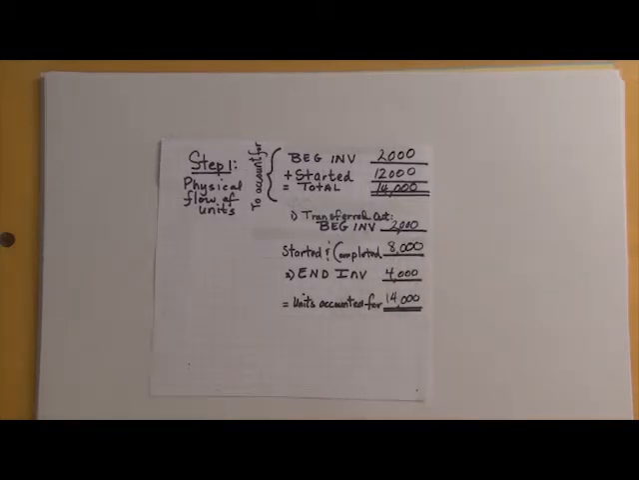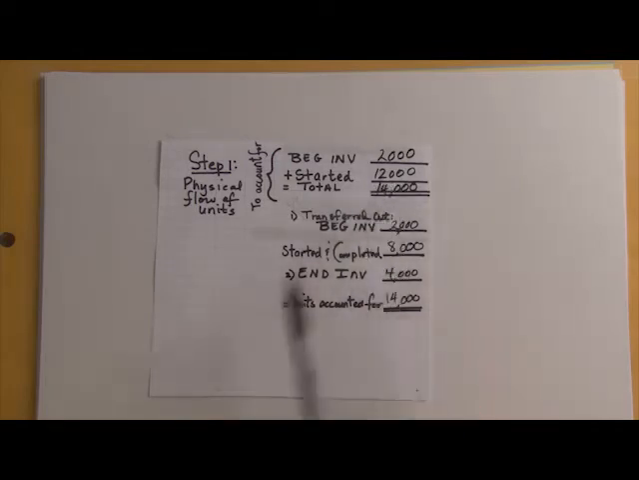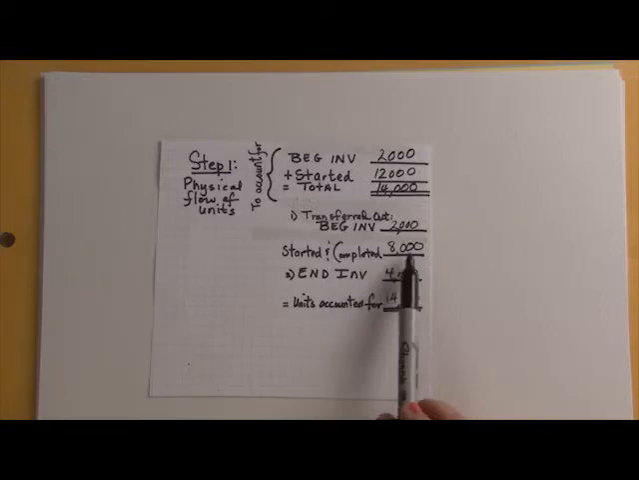Okay, now let's talk about the physical flow. What has happened to these units? We've transferred out 10,000 units. The first 2,000 to be transferred were the beginning inventory units. Then we started and completed 8,000 more units and transferred those. But let's go up here to the started and make sure this makes sense to you. We started 12,000 units. 8,000 of those were finished and sent out of the department, but 4,000 remain in ending inventory.